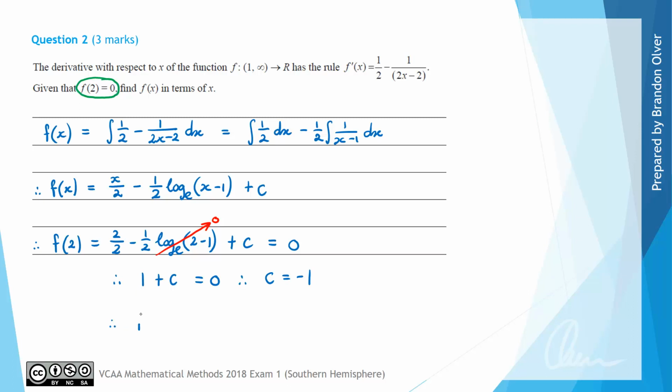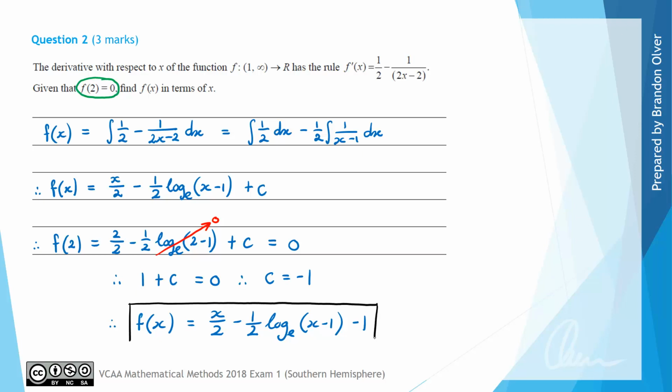So therefore the rule for f of x must equal x on 2 minus a half log e of x subtract 1 plus c, but c was minus 1. So that is the rule for f of x for this question.